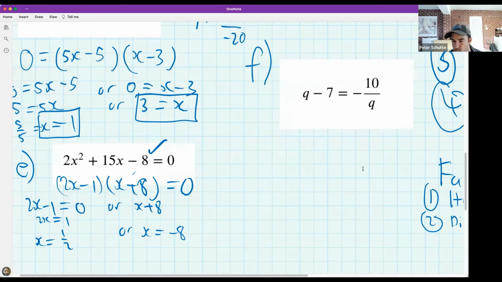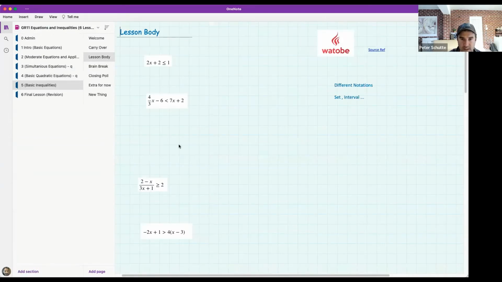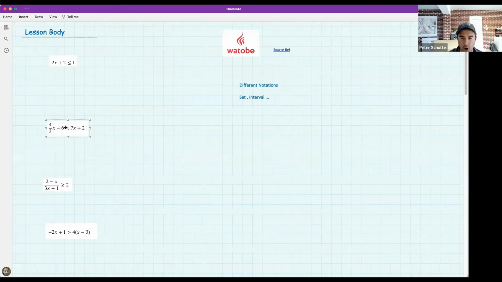And so for the people who are doing F, Miss Anya will post the answers in the chat. But for now, because it's got fractions and things, I want to spend the last 5 or 10 minutes just introducing one other topic called inequalities. So I'm going to move over to that. And I hope that you had a chance to stand and just loosen up a little bit.